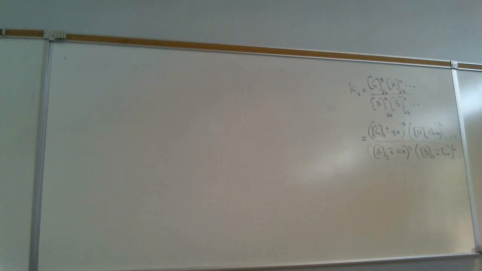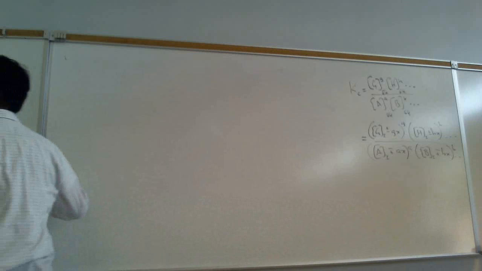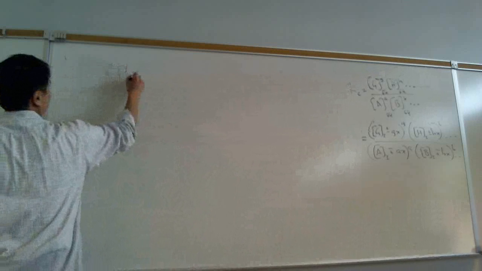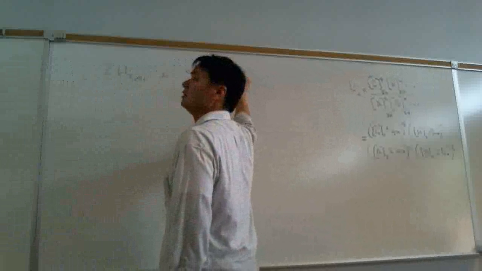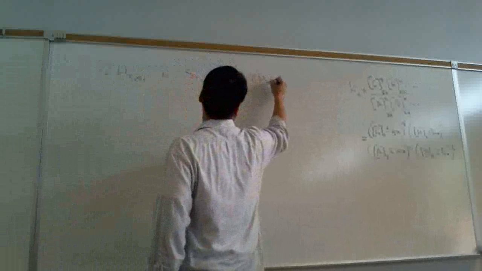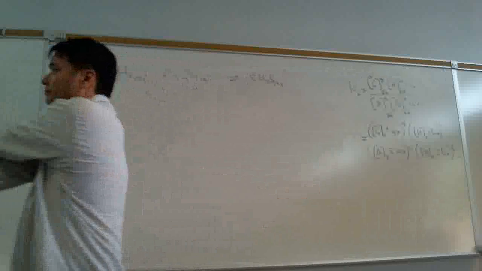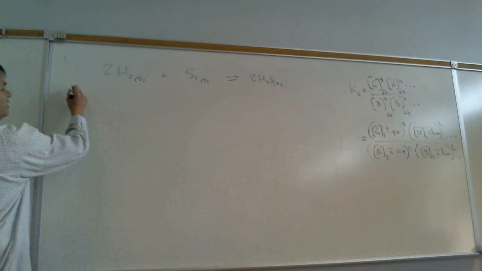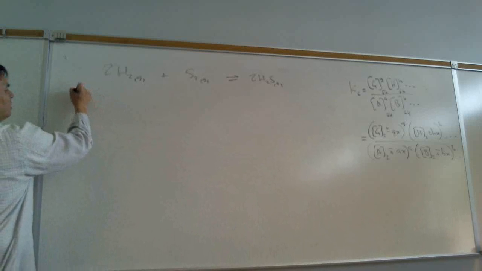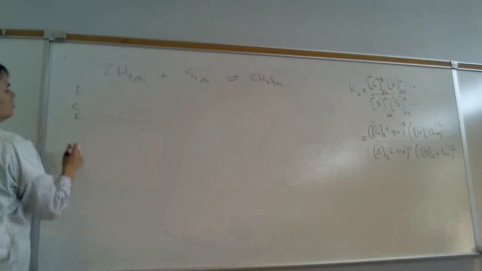And so here, we need to set up a Kp table for this. Let's go ahead and set up a Kp table for this particular reaction, and we've got 2 H2 gas plus S2 gas in equilibrium with 2 H2S gas. Basically, I'm just going to plug in the values here, or should I write it out? Maybe I'll just write it out so that you can see, and then we'll plug in the values.